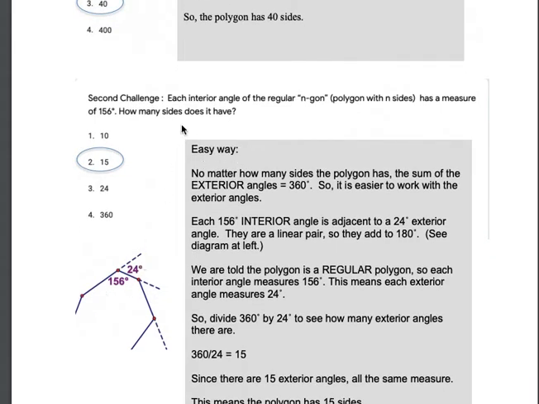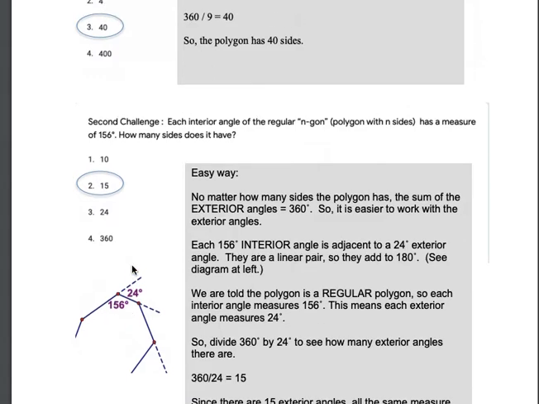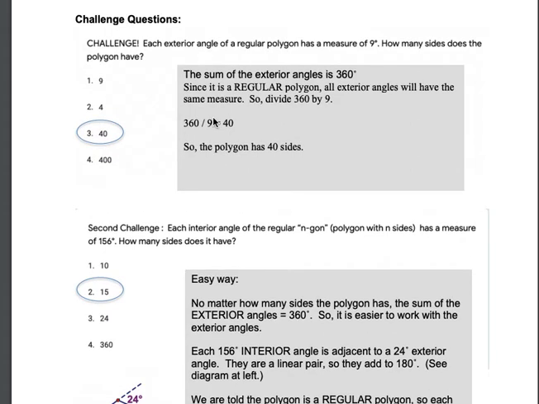For the second challenge question, I find an easier way to do it, and I did a diagram here. Each interior angle of a regular n-gon with n sides has a measure of 156. Now, the formula n minus 2 times 180, and then we'd have to divide it by how many sides, is kind of tricky. I think there's an easier way to do it. Like I said, each interior angle and exterior angle next to it add up to 180. So if this interior angle is 156, then just do 180 minus 156 to get the exterior angle, and just do it like we did the problem above it.